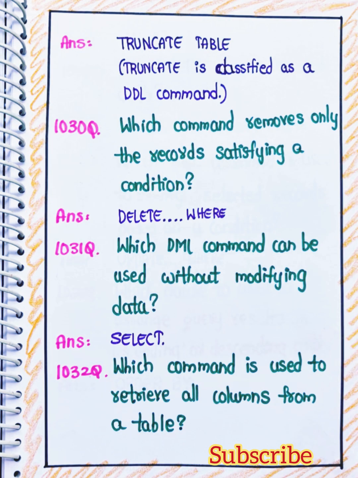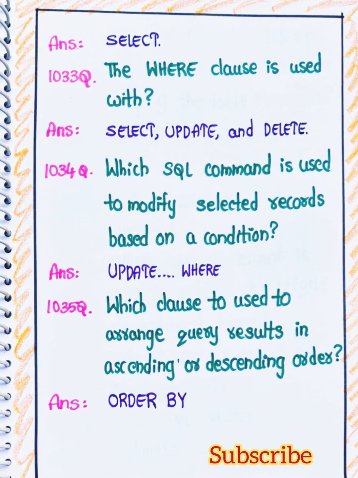Truncate table. Truncate is classified as a DDL command. Which command removes only the record satisfying a condition? Delete where. Which DML command can be used without modifying data? Select. Which command is used to retrieve all columns from a table? Select. Next question. The where clause is used with select, update and delete.